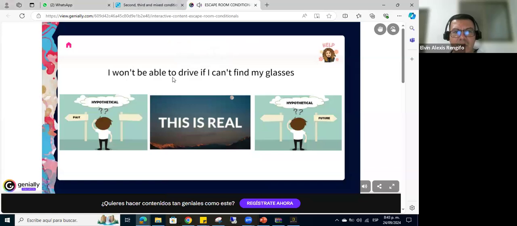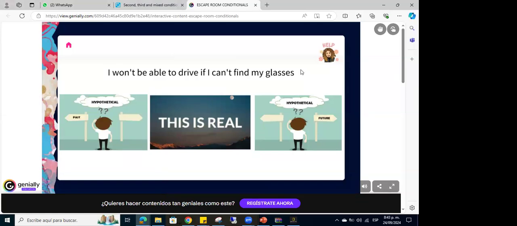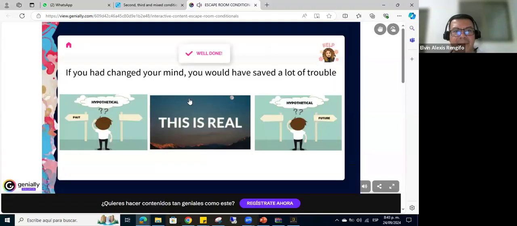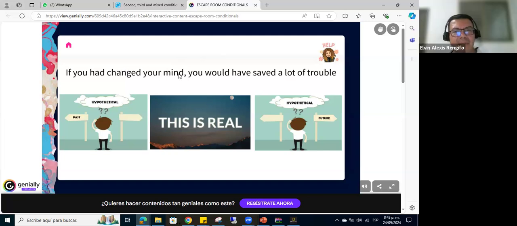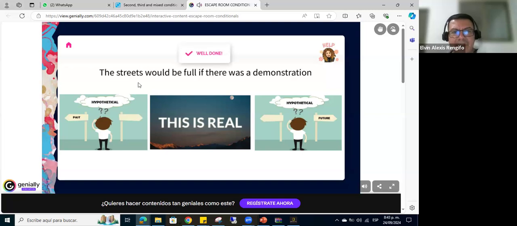Okay, what about this one? I won't be able to drive if I can't find my glasses. It's real. This is real, exactly. If you see will, it's real. Okay, if you had changed your mind, you would have saved a lot of trouble. Hypothetical past. Si te hubieras cambiado de mente, hubieras ahorrado mucho problema. Okay, the streets would be full if there was a demonstration.